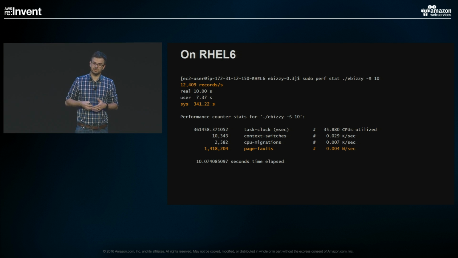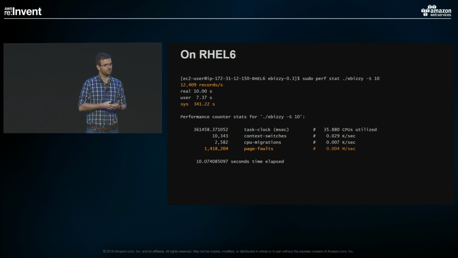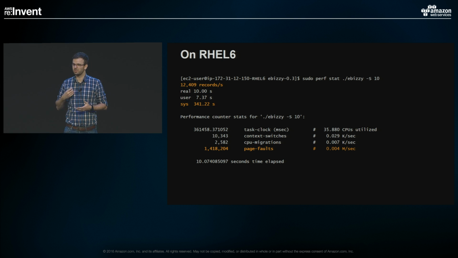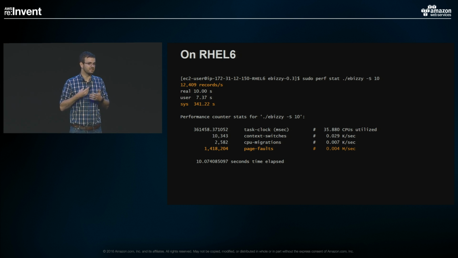So this is the first round of their tests. It was run on RHEL 6. And this is with eBusy. And we also profiled it with perf, which is another great tool to understand what's going on at a system level from your application. And here you can see the first time we ran it, we got about 12,000 records per second. But we noticed there was a lot of time being spent in system space in the kernel instead of user space. We also looked at the page faults and saw that there's about 1.5 million page faults just in this 10-second run. So obviously something is wrong.